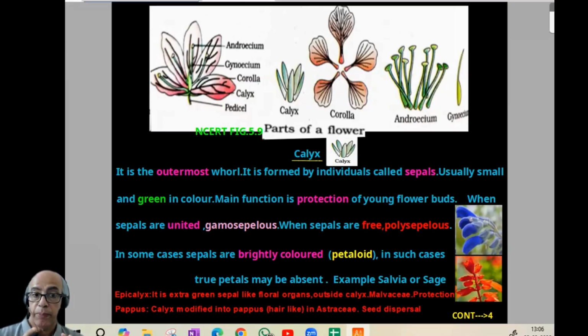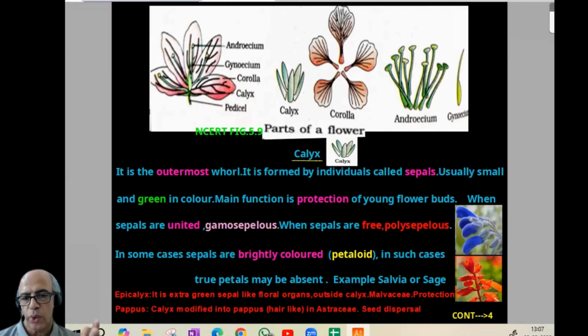In some cases, sepals are brightly colored. Then the term is petaloid. In such cases, true petals may be absent. Example is salvia or sage plant. The photograph is given there. Then 2 more terms. Epicalyx. Epicalyx is the extra green sepal-like floral organ outside the calyx seen in Malvaceae. Shoe flower, hibiscus, we can easily find. When you do practice, we can easily find epicalyx.